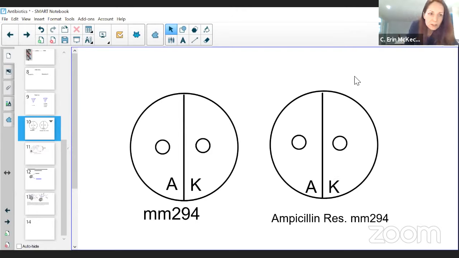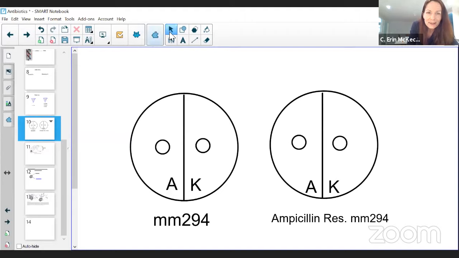Okay, so let's pretend there was no antibiotic on there. Bacteria would grow all over the plate. But if there's a little antibiotic, what happens is right around the antibiotic, we end up seeing an area of no growth if that antibiotic is inhibiting that growth. So let's think, for MM294, does ampicillin block the growth of MM294?